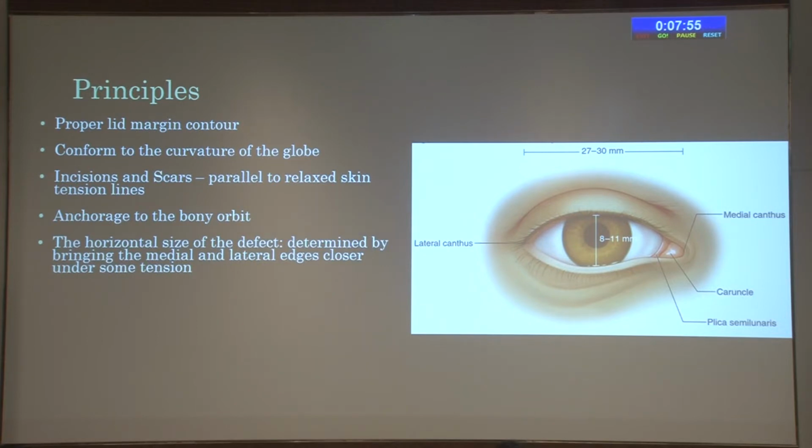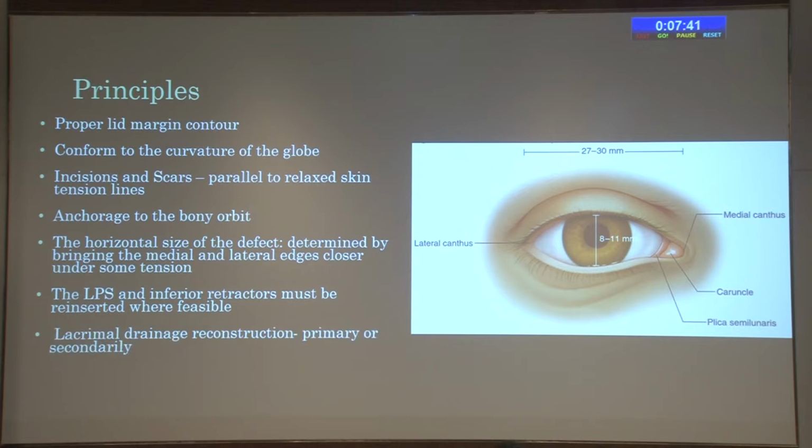The horizontal size of the defect is usually determined by bringing the medial and the lateral edges of the defect a little bit closer under some tension. The LPS and the inferior retractors should be inserted where possible. And lacrimal drainage reconstruction may be either primary or secondary, depending on the defect and the extent of injury. It's very important to know that we should be aiming for symmetry between two eyes.